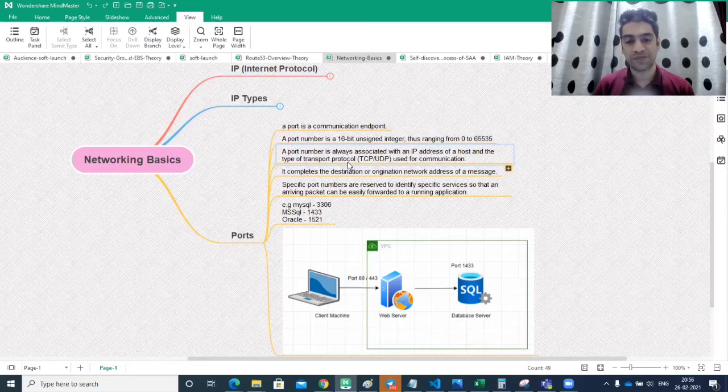So it's associated with IP, that is Internet Protocol, and the transport protocol, that means whether it's TCP or UDP, for communication. It completes the destination or origination network address of a message, and specific port numbers are reserved to identify specific services so that an arriving packet can be easily forwarded to a running application. So there are some standard ports which we would be discussing in a while.